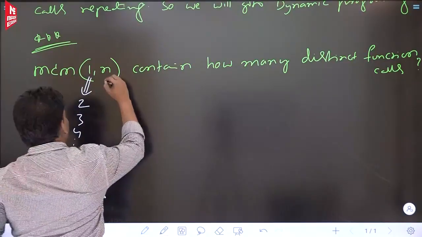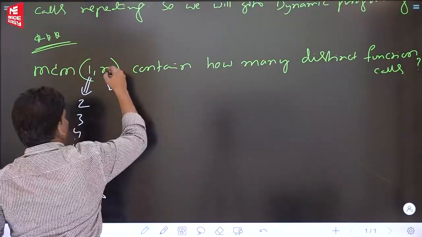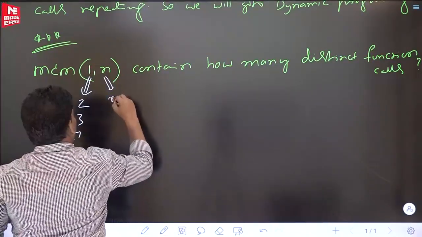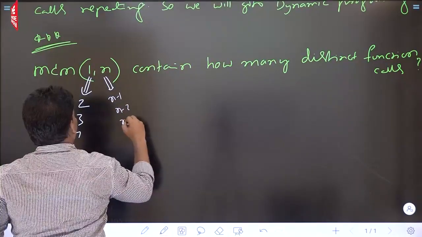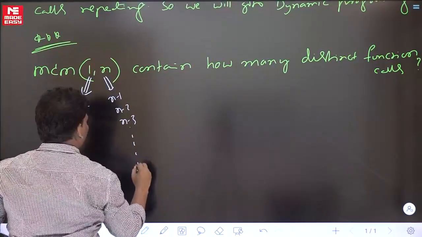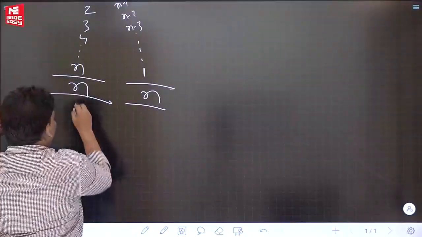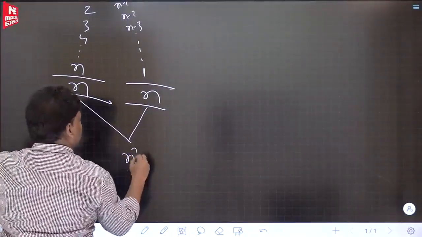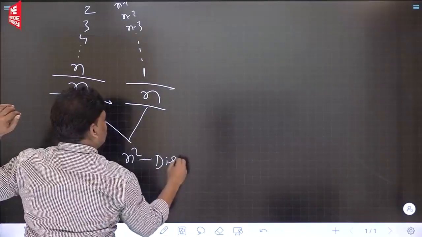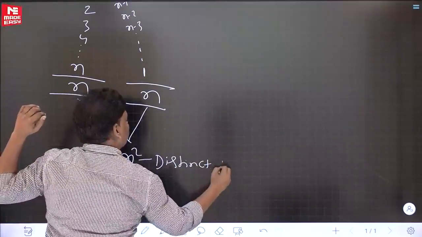Now the next one. This is 1 comma n. Whenever recursion is going on, this n may become n minus 1, maybe n minus 2, maybe n minus 3, and so on until 1. Please check yourself. This is also n ways. So totally, what is the answer? N square distinct function calls.